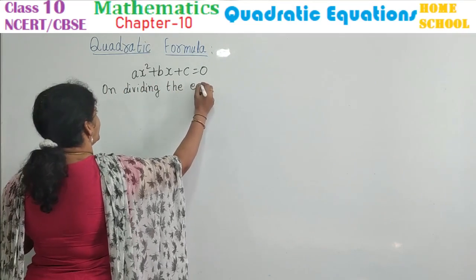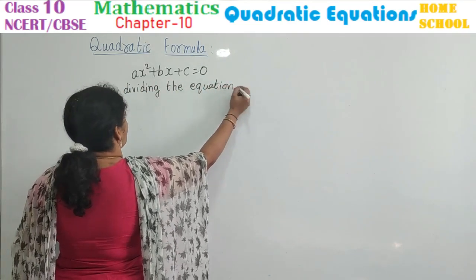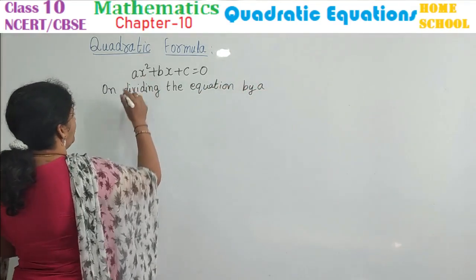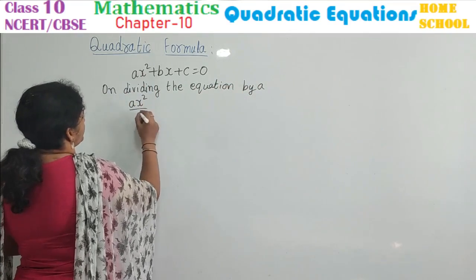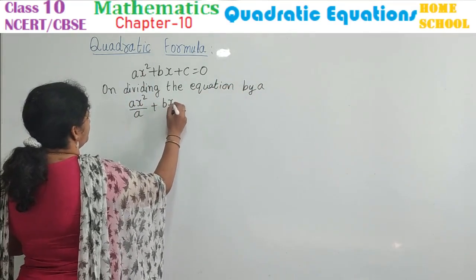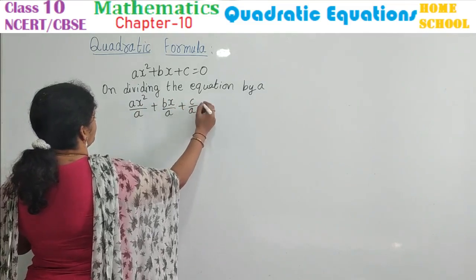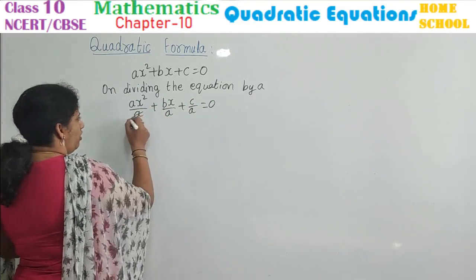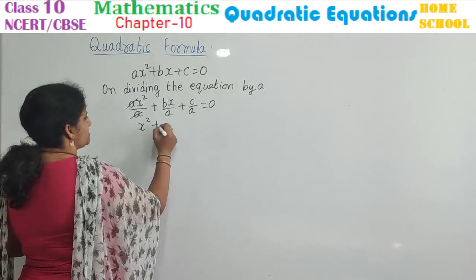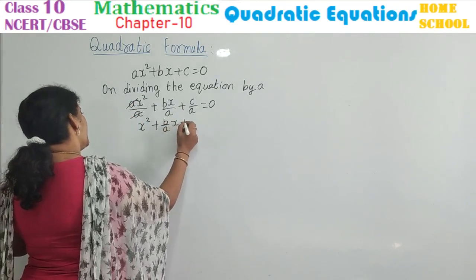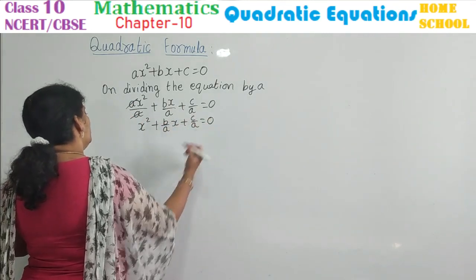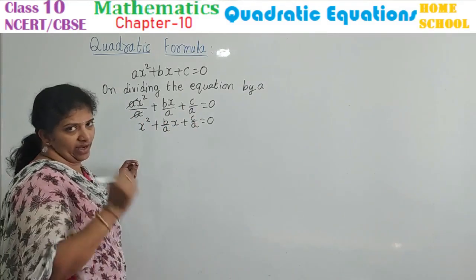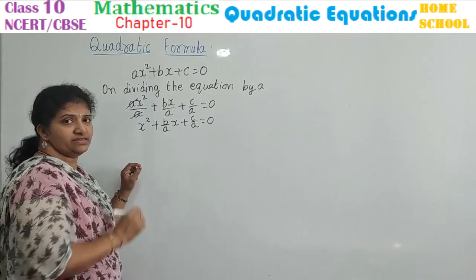On dividing the equation by whatever number you have, you need to divide with that number. Now I have a here. Divide separately. Ax square by a plus bx by a plus c by a equal to 0. A cancels. You are left with x square plus b by a x plus c by a equal to 0. Your first step is completed. The x square coefficient is 1. If it is 1, observe the second step.